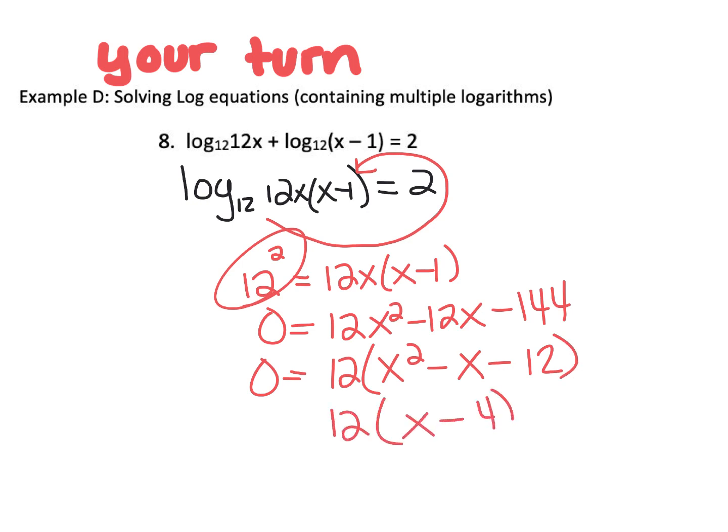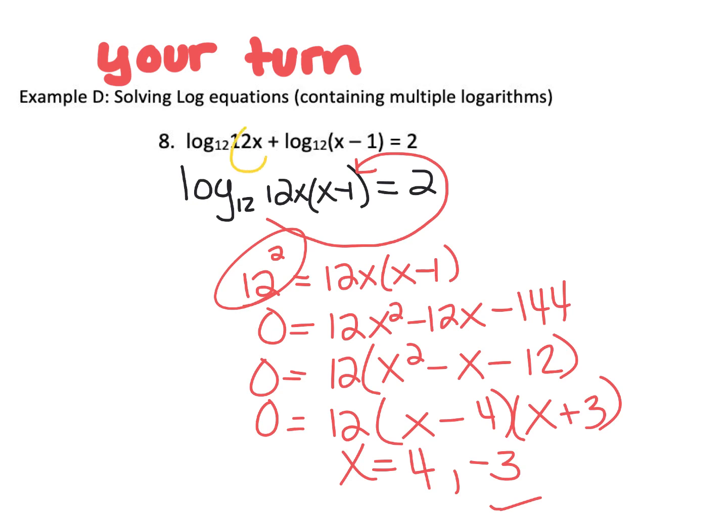X minus 4 and x plus 3 would add to -1 and multiply to -12. And by the zero product property, x equals 4 and -3. And I'm going to check and see if any of these are extraneous. And let's see. Sure enough, when I plug in -3, that would produce a negative argument right here. I'd have 12 times -3. So that's going to be extraneous. So x equals 4 is my only solution.